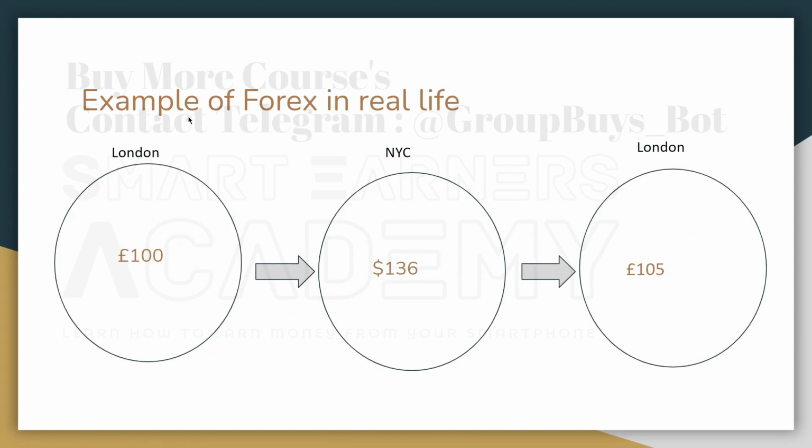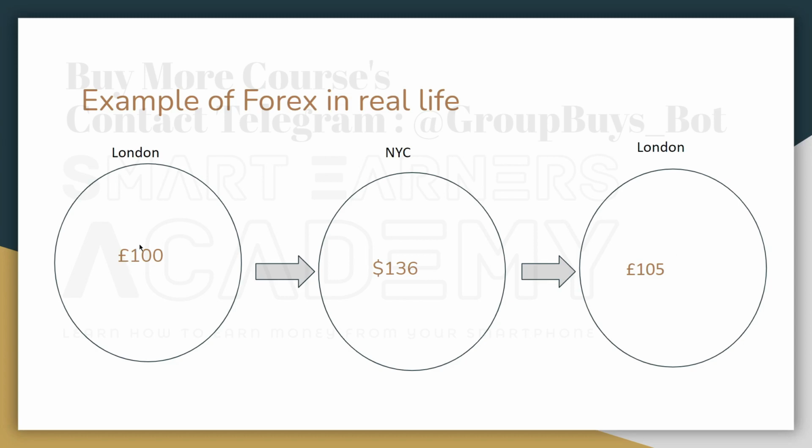So if that was a bit confusing, I'm just going to explain exactly what the Forex market is in a real life example. So let's say you are from London, and you've got £100 in cash or in a bank, and you're traveling to New York City, for example. Now you're in New York City, you want to exchange your £100 to dollars, and you're going to do this at the exchange shop. And when you exchange it, you get $136, for example. Now let's say you don't spend this money, and when you go back to London, this money is now worth £105. So you now have £105.